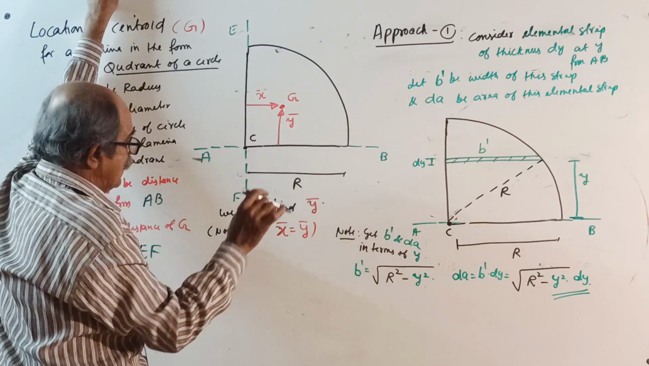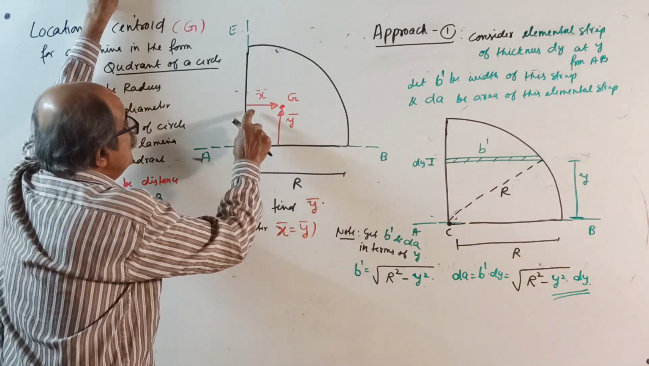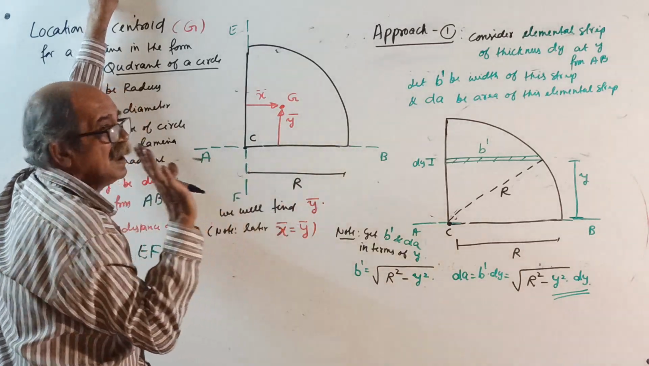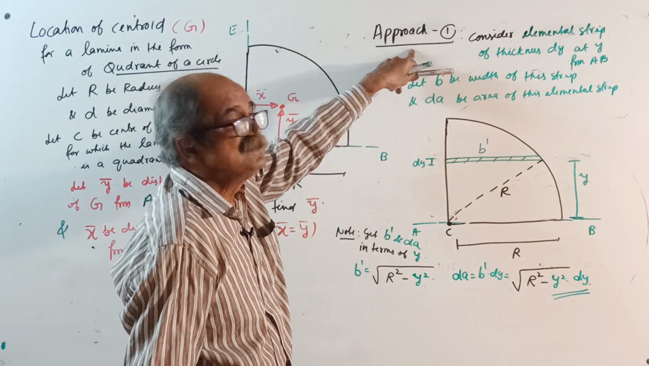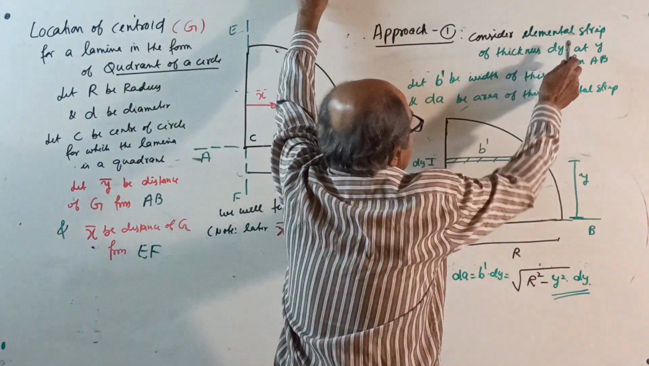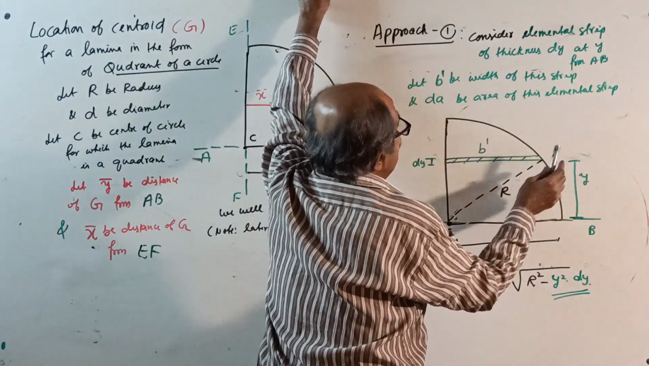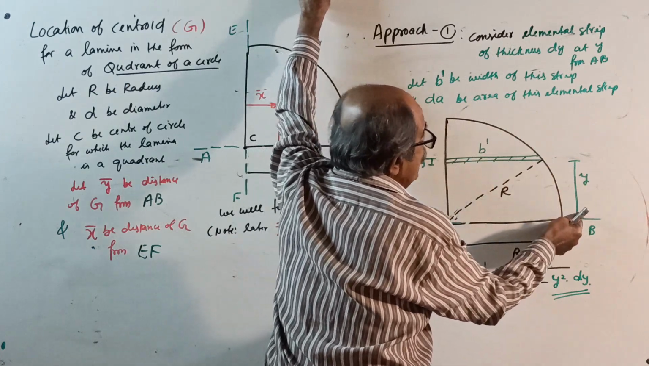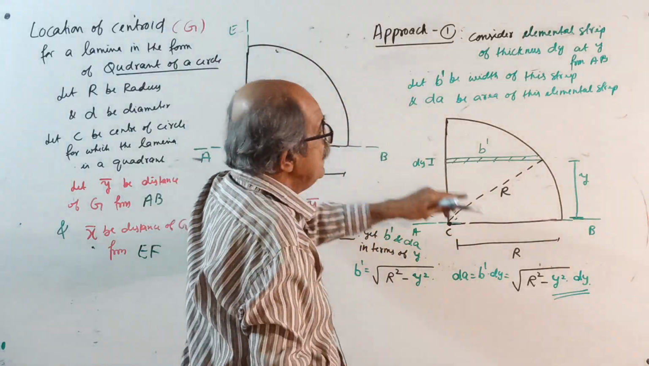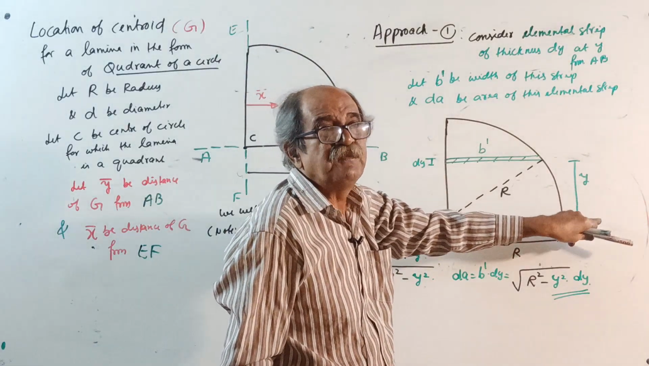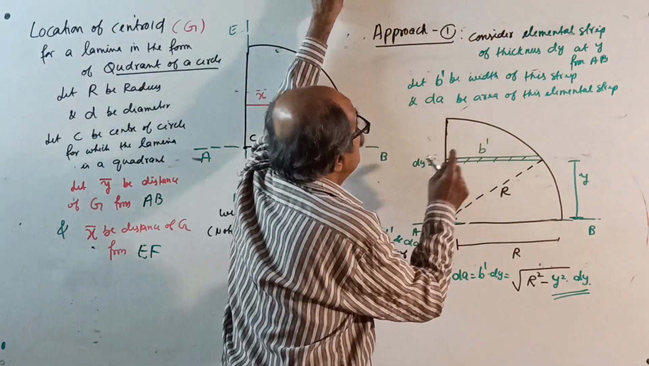We will do only y bar. Note, later your x bar will be equal to y bar. Note, approach 1. Consider an elemental strip of thickness dy at y from reference axis AB. See, if you want y bar from AB, you should take y from AB and the thickness should be dy.